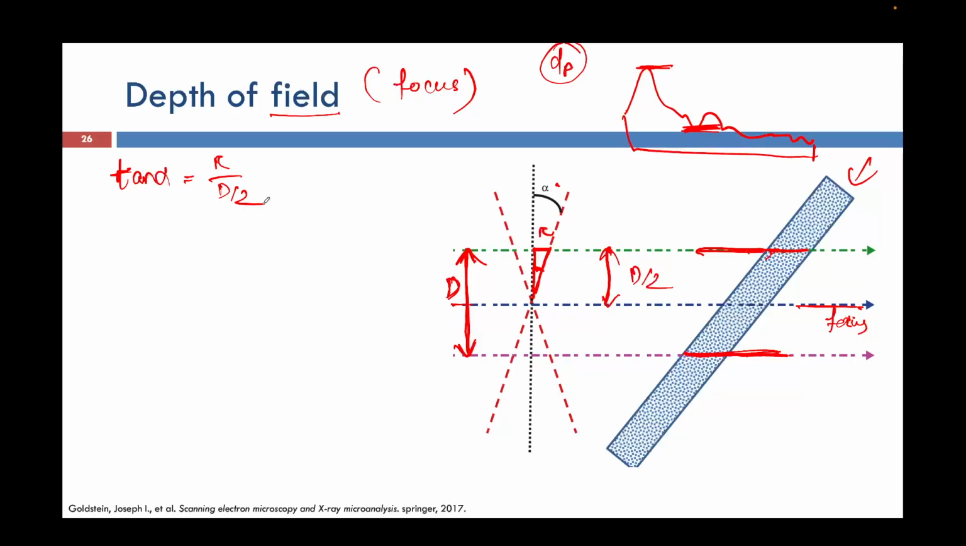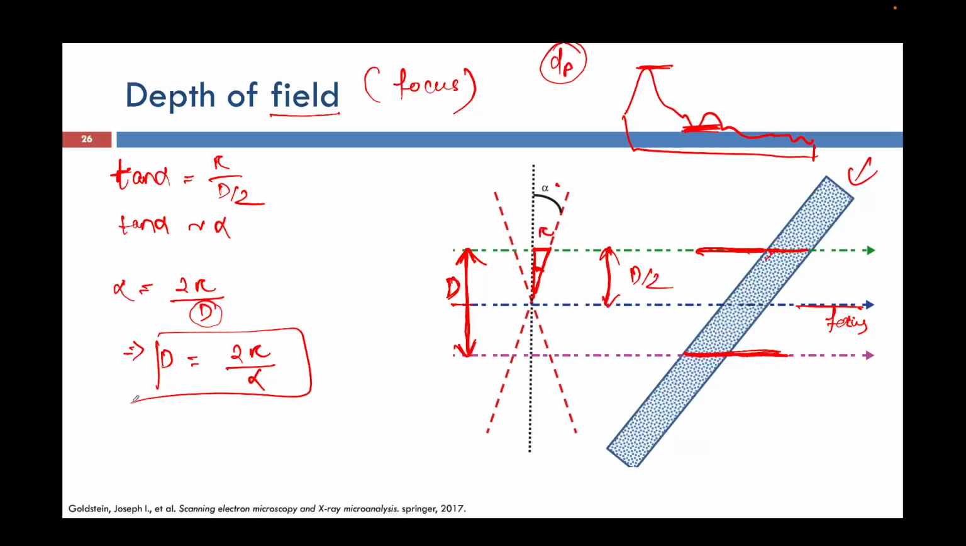So I can write this one, tan alpha is equal to r divided by d by 2. Since this alpha will be very very small, I can write tan alpha as alpha, right? So in this case alpha will be 2r divided by d. If I want to measure for my d, then d will be 2r divided by alpha. So this will be my ultimate expression for depth of focus.